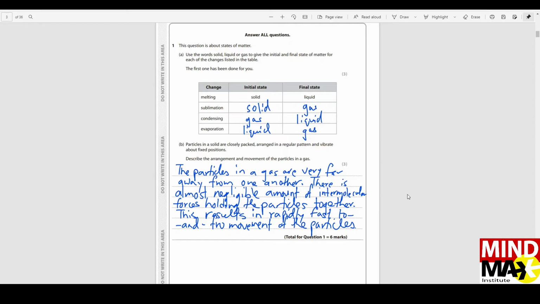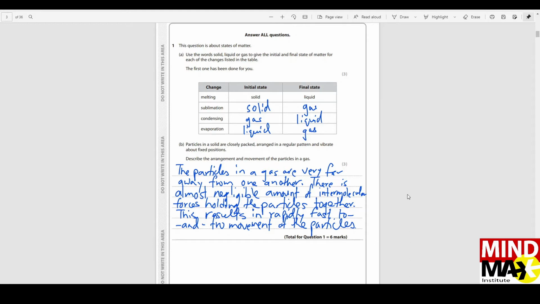They have given some information. Describe the arrangement and movement of the particles in a gas. So we know that in a gas the particles are very far away from one another. So there is almost negligible amount of molecular forces between them. So if particles are close together, there are forces between them. But if they are very far away, the forces between them is almost negligible.